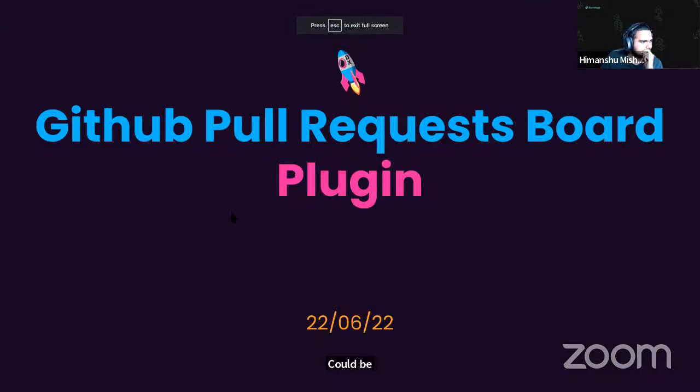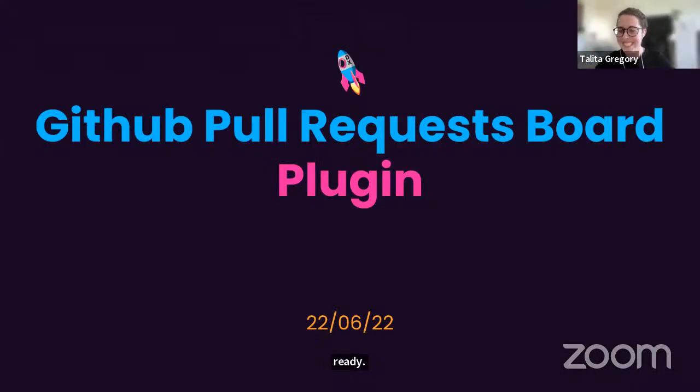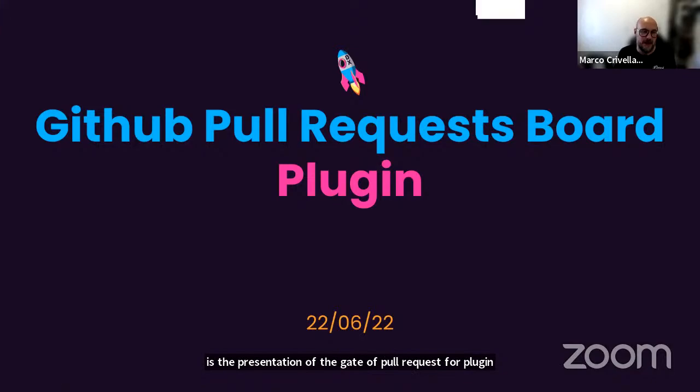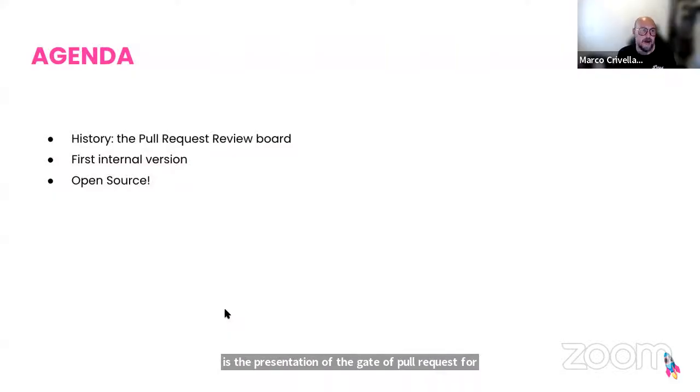Ready. So, Marco. Yes. Hi. So I'll start the presentation. Thank you, everyone. This is the presentation of the GitHub Pull Request Board plugin. We put together a bit of an agenda. First of all, we would like to give you a bit of background. We will see the history of the pull request review board that we've been using, and then the first internal version and the open source one that we created.